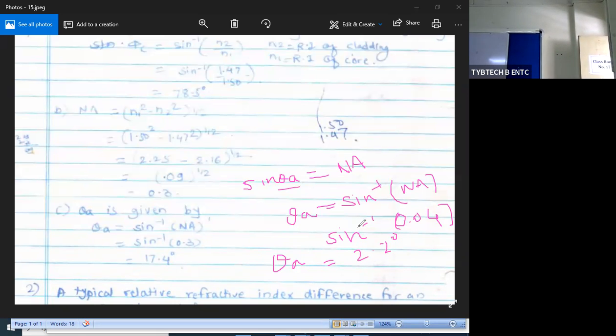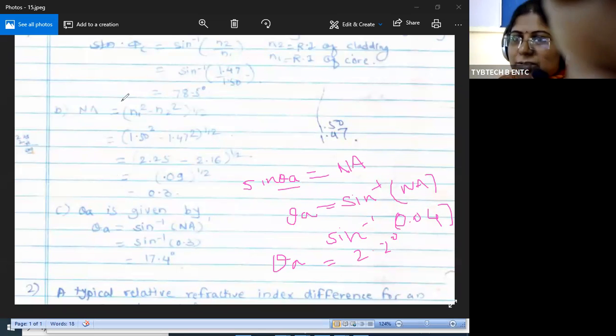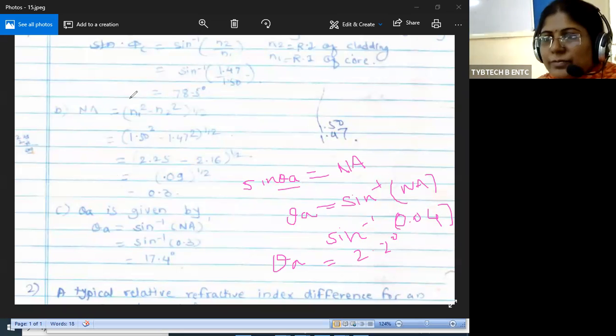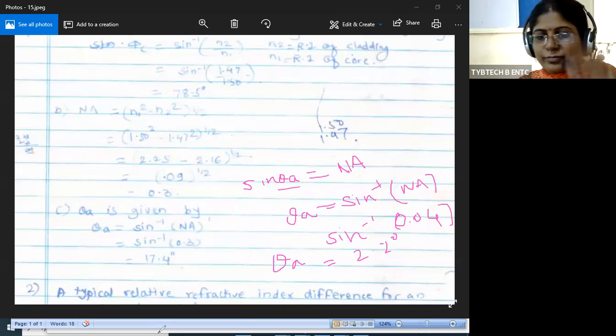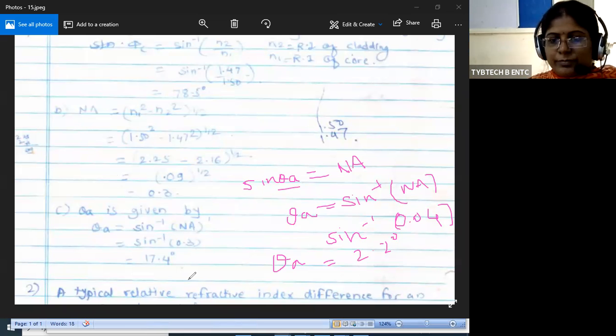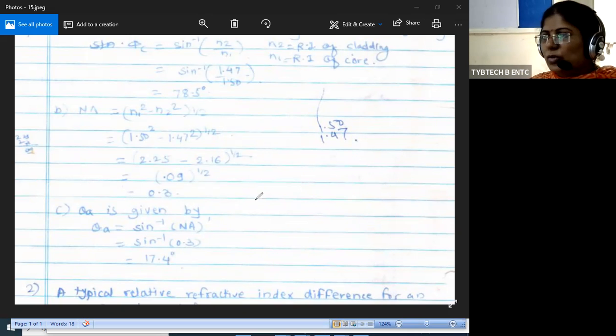There is nothing difficult in this numerical. Okay, so I hope you are clear. Don't forget to write the unit here: 2.2 degree. Okay, so is that clear? Now this next numerical is somewhat difficult, so we will go for that.